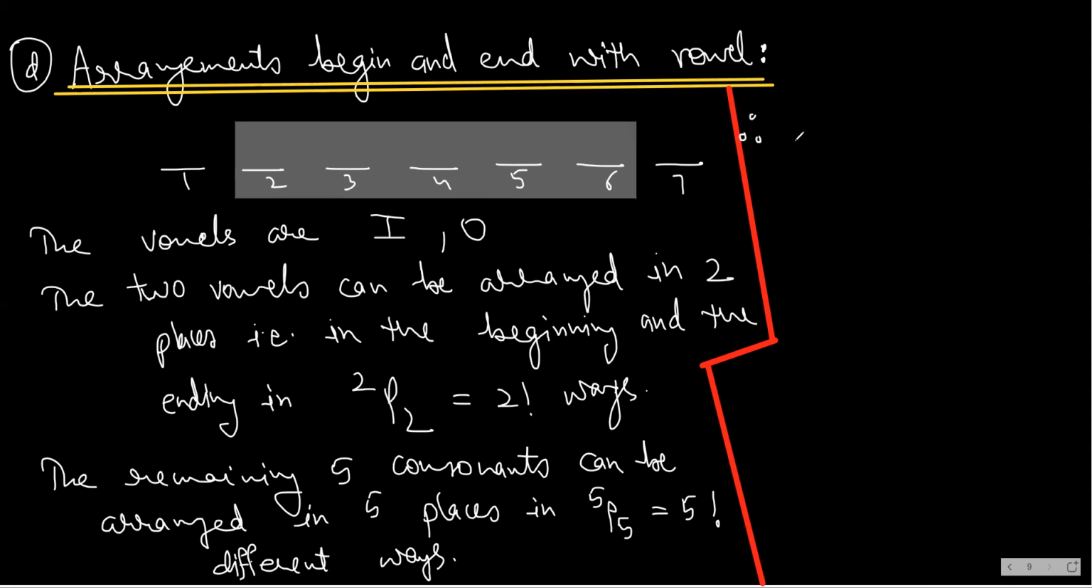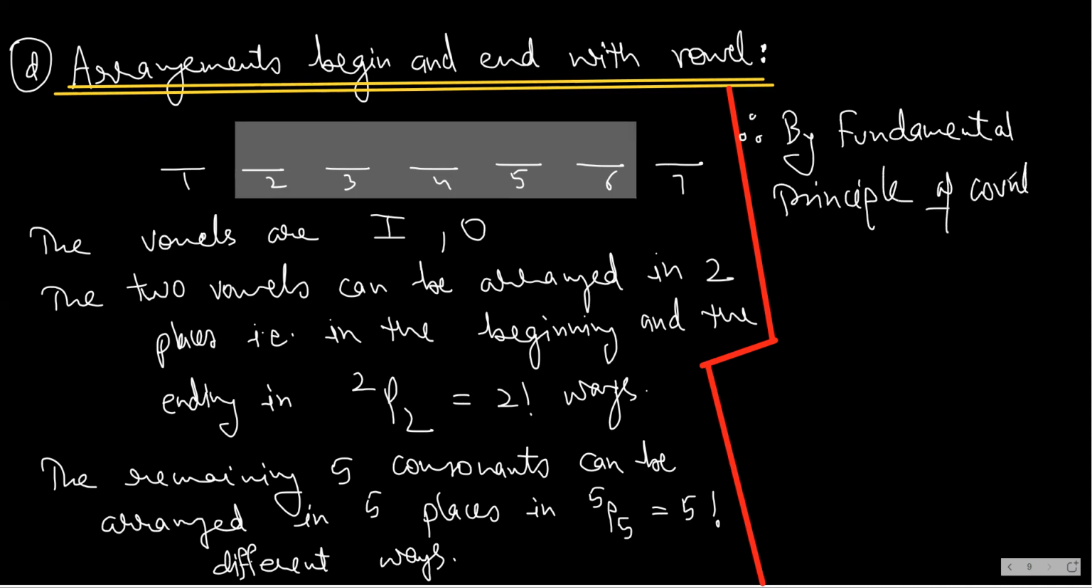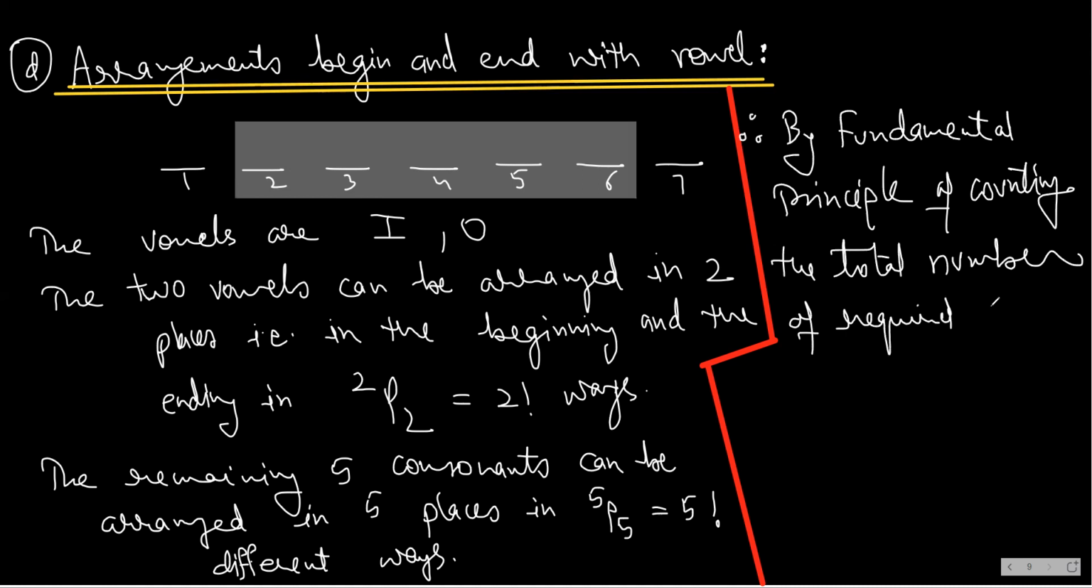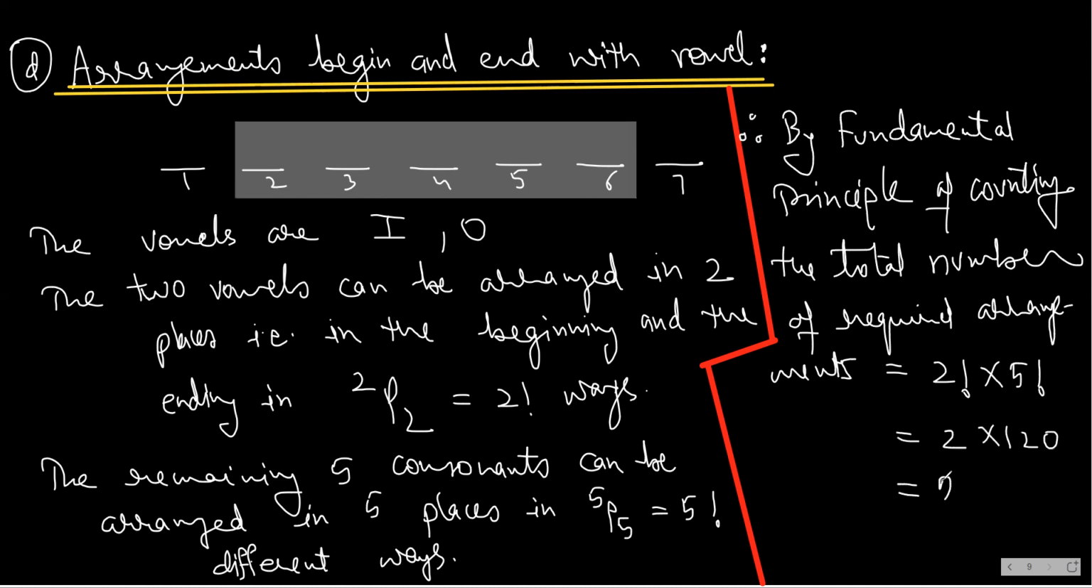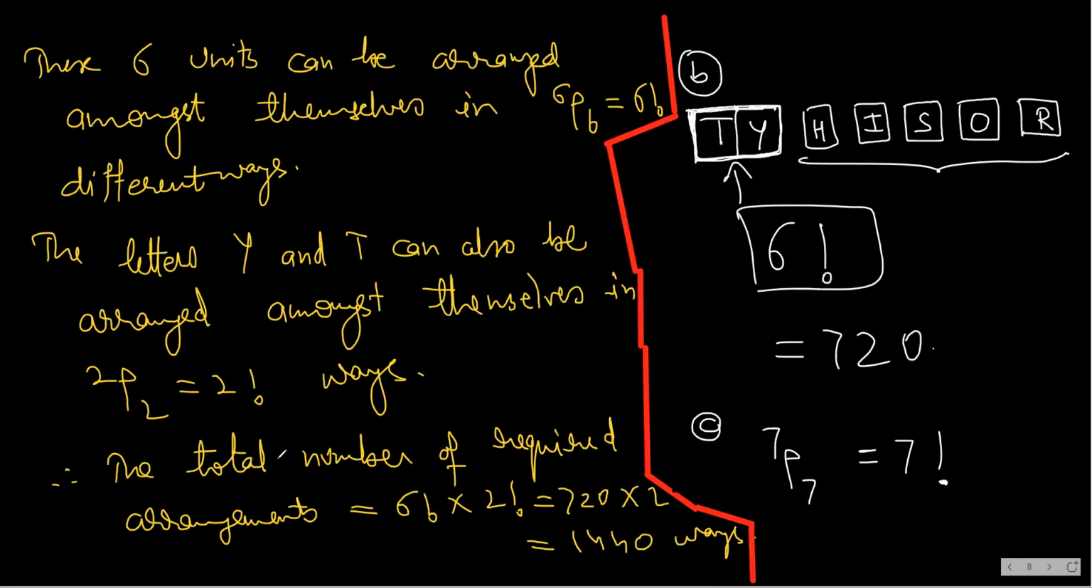Therefore, by the fundamental principle of counting, the total number of required arrangements equals how many? 2 factorial into 5 factorial, that is 2 into 120, that is equal to 240. Okay, so this is done.